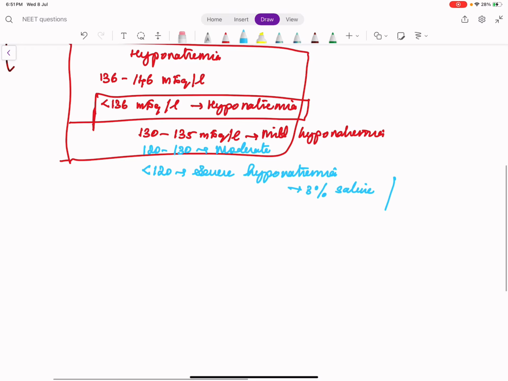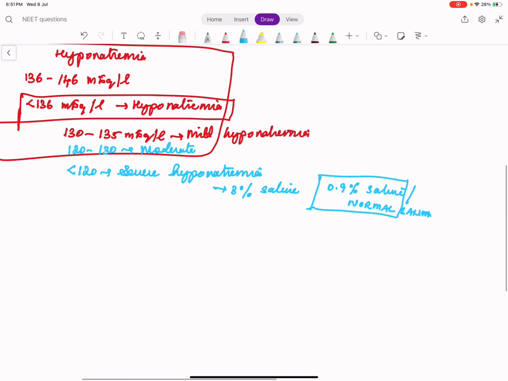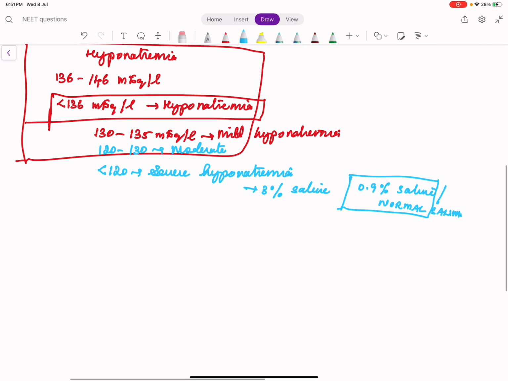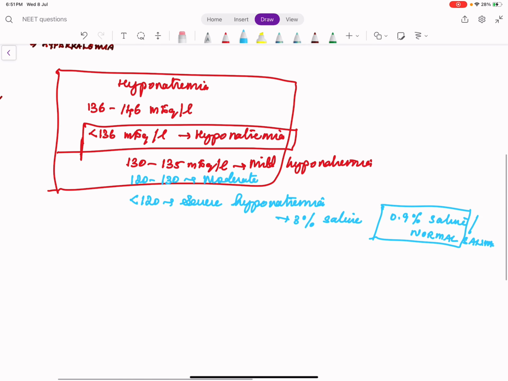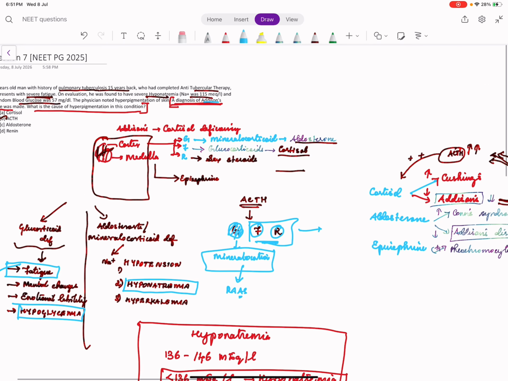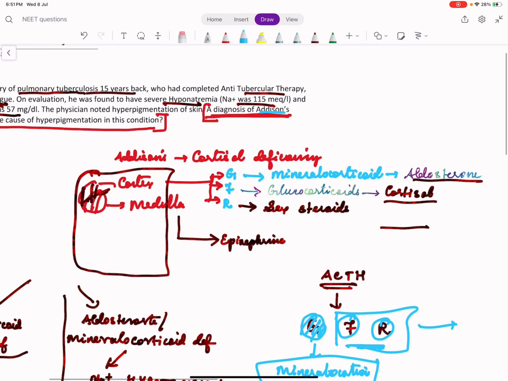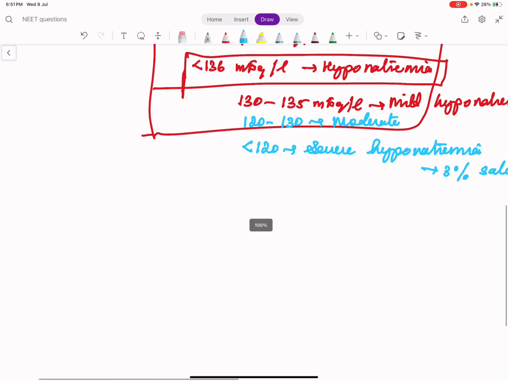The normal saline which we commonly use in our ward is 0.9% saline, also called normal saline. 3% saline is called hypertonic saline. We'll discuss this in the next question. So in this case they have given the sodium was 15 milliequivalents per liter. So it is severe hyponatremia.